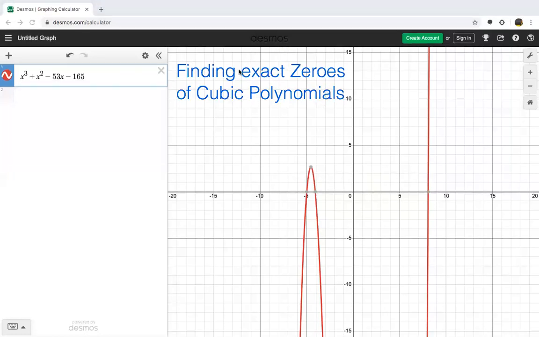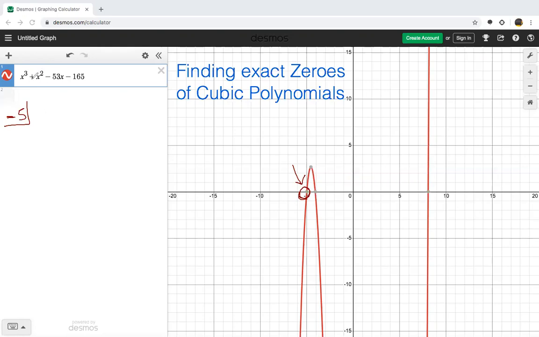I like to use Desmos to find the one real friendly, nice zero or root that's an integer value, and that was the -5 right here. So I'm going to take the -5 and put it in a little bracket. And then what we're going to do next is something called synthetic division. That's a way to knock this from a cubic down to a quadratic equation. And then from there, we can either factor or use the quadratic formula to find the remaining two zeros.